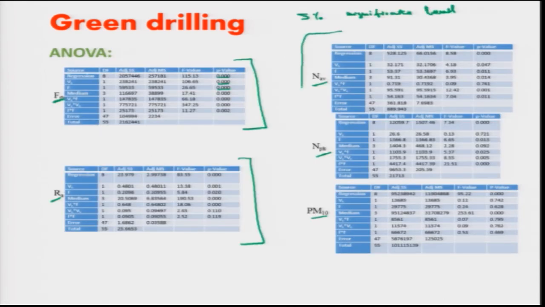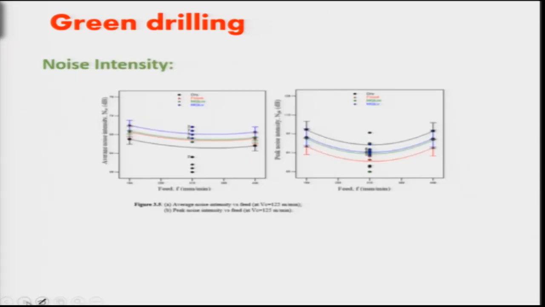However, in these three models, the R square adjusted value was not very high, that means the models were not significant, but still we can have a feel of the data here: for the average noise intensity and peak noise intensity, the MQL-V had higher values. Why is the MQL-V value higher? Because when we spray the fluid, there is some noise of air pressure, so that raises the level of the average noise here.